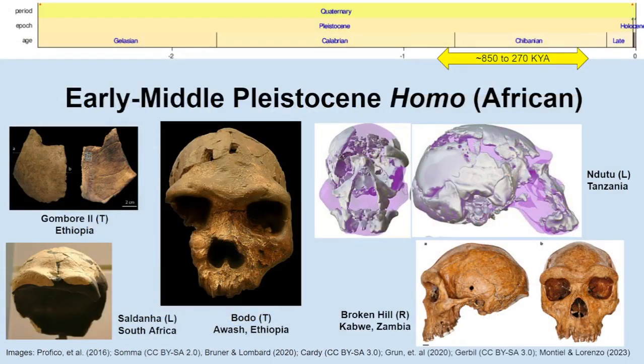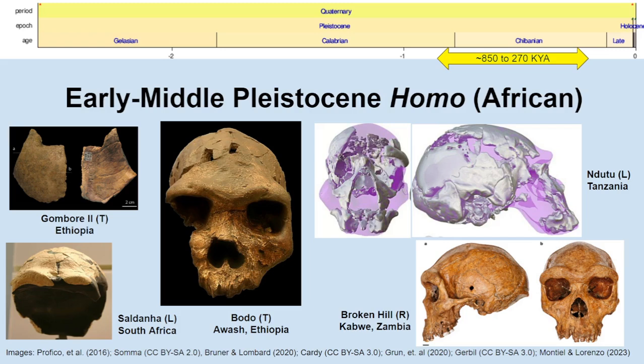Our survey of the muddle in the middle must necessarily start in Africa first, because there has been strong evidence to suggest that the ancestors of Homo sapiens evolved there prior to 300,000 years ago. Our earliest hints to human evolution beyond Homo erectus are represented by the cranial fragments of Gombore II from Ethiopia, dated to around 850,000 years ago.